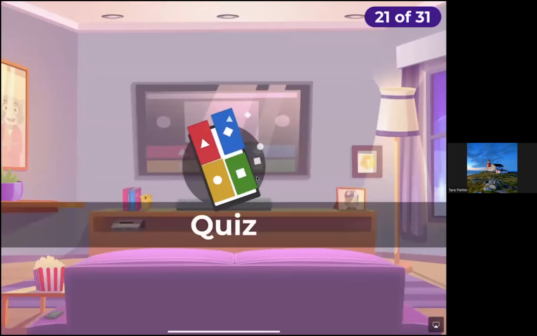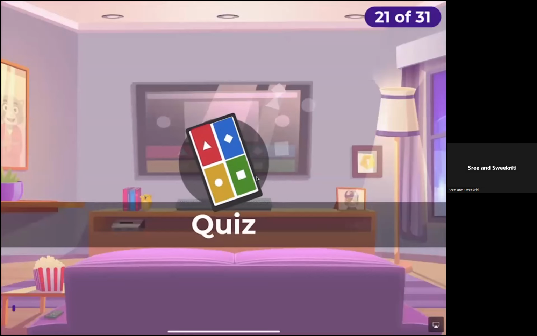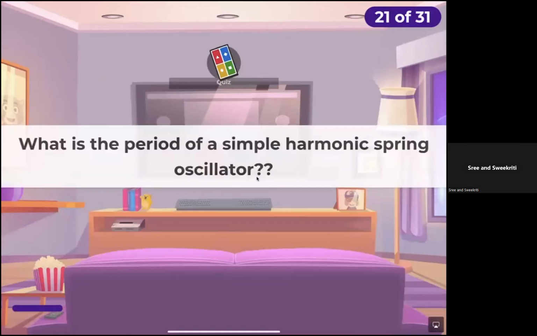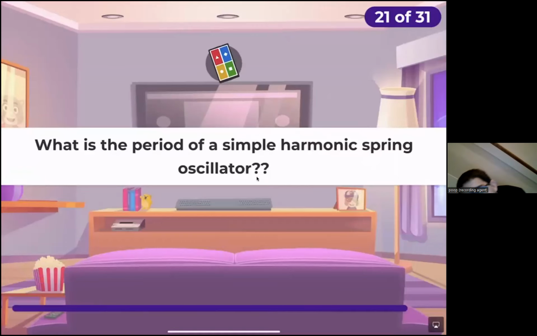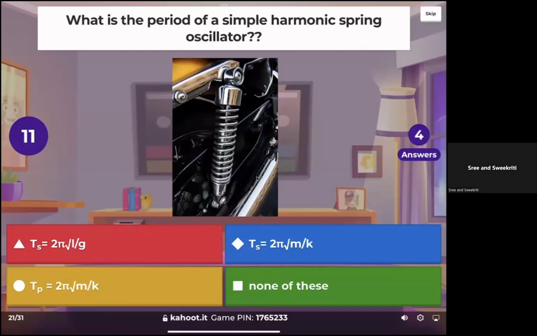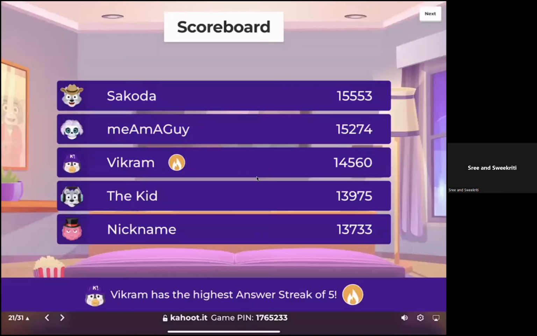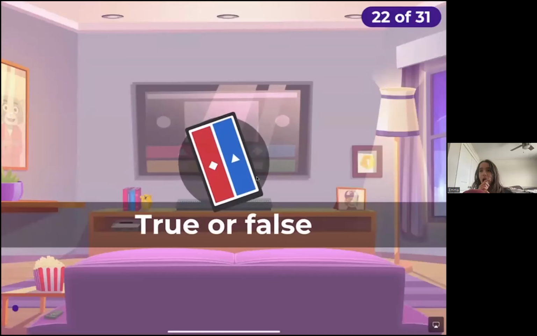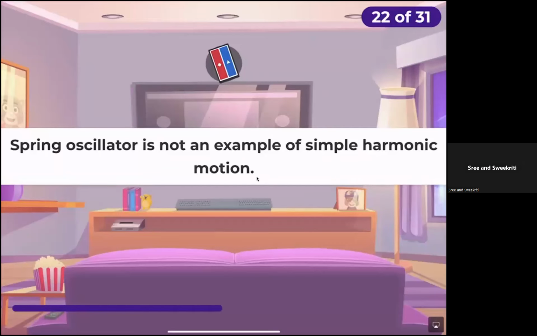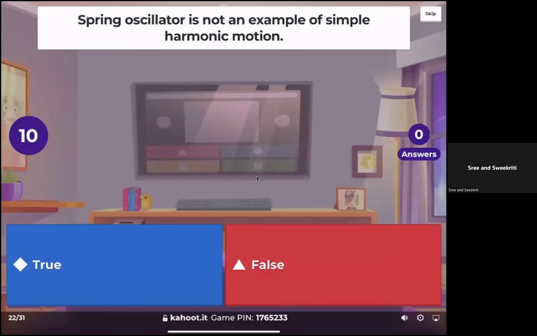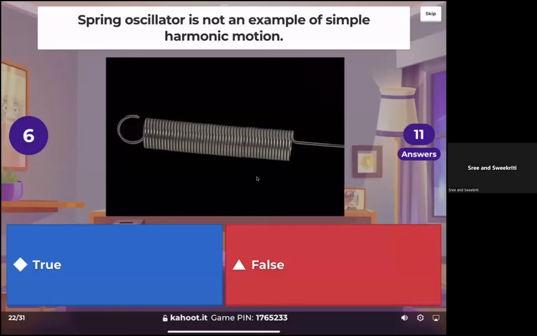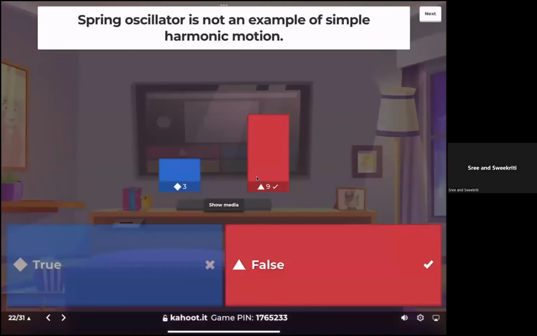How come I'm still second? What's the period of a harmonic spring oscillator? 2 pi. Wait, it's T. I don't remember. The spring oscillator is not an example of simple harmonic motion. False. Yes, it is.